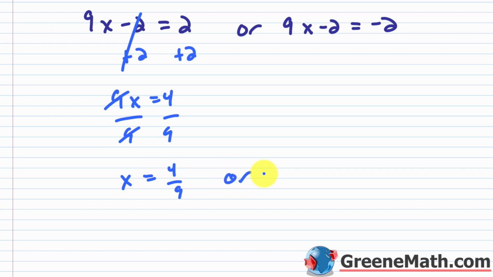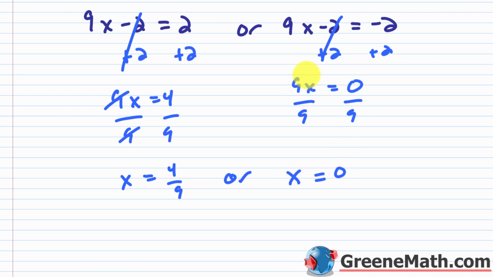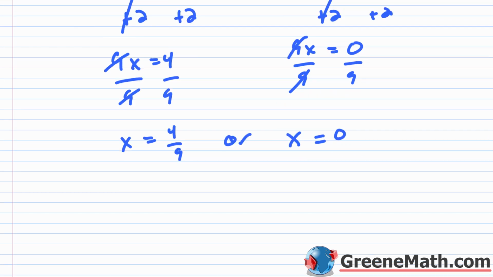Okay, then I'll put or. Over here, let's add 2 to both sides of the equation. This is going to cancel. We'll have 9x is equal to negative 2 plus 2, which is 0. Divide both sides of the equation by 9. You're going to get x is equal to 0. Okay, so x could be 4/9 or x could be 0. Again, most people will just write this as x equals, let's put 0, 4/9.